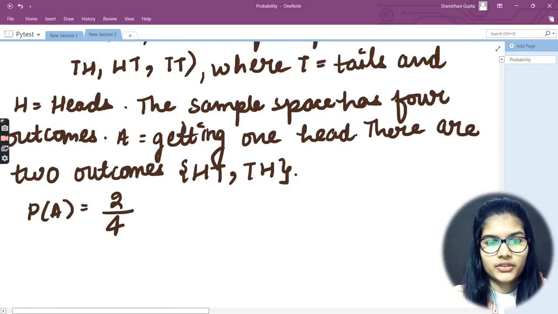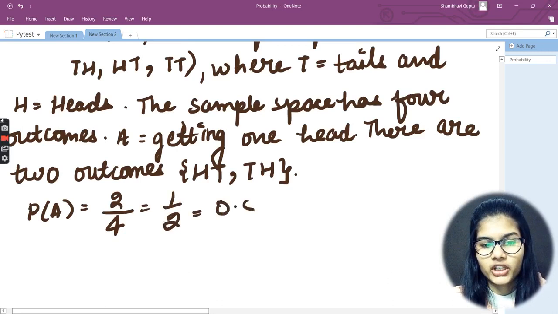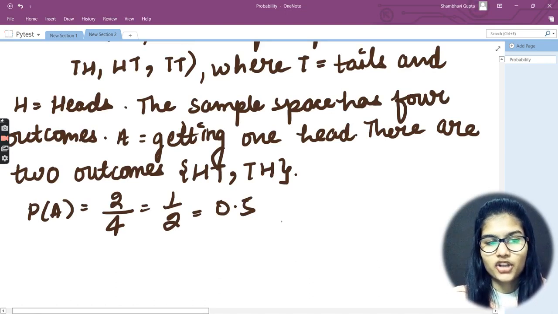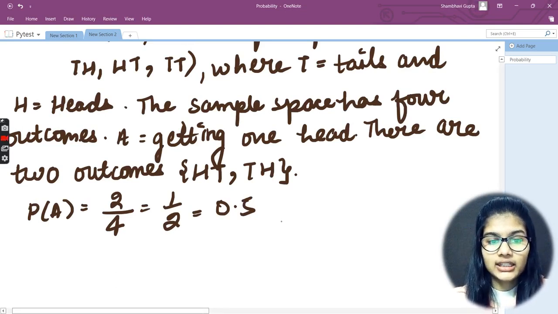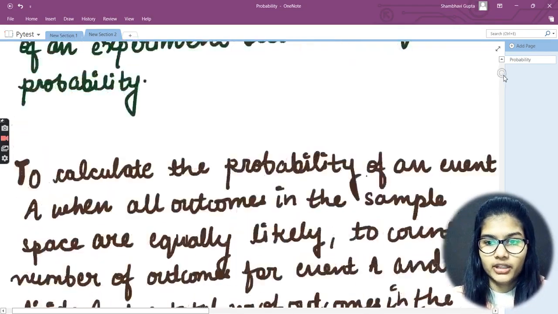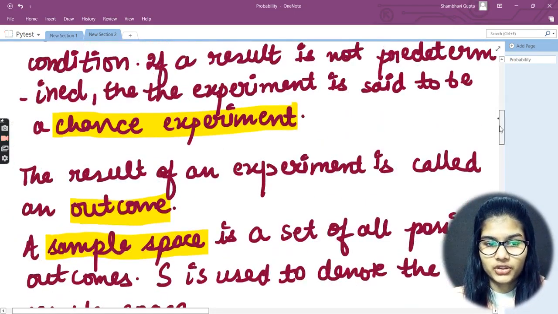So 2 by 4 is equal to 1 by 2, and that's equal to 0.5. And remember I told in my previous video that if the probability of A is equal to 0.5, then we say that the event is equally likely to occur or not to occur. If you remember, let me take you to that particular position.